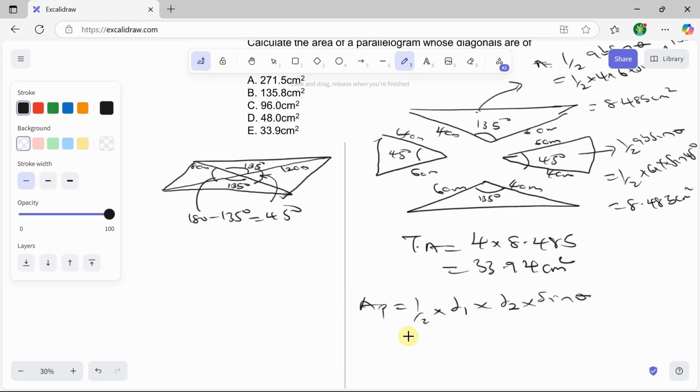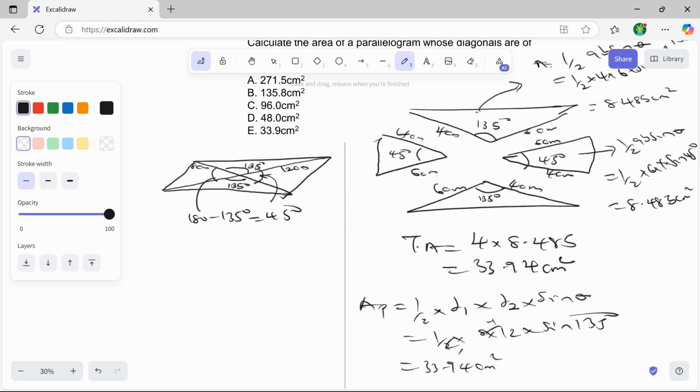So if we wanted to do this, that will be half times 8 times 12 times sine 135 degrees. So this 2 here, 1, 2 here, 4. So this will be 4 times 12 times sine 135 degrees. So we also get 33.94 centimeters squared. So this is another way, and it is the easiest way. Just take d1 times d2 times sine theta, then multiply by half. So this is the third way to actually find the area of a parallelogram if you are given the diagonals.